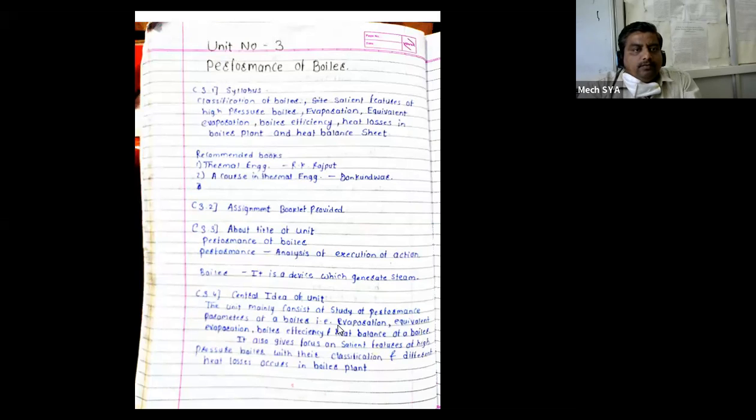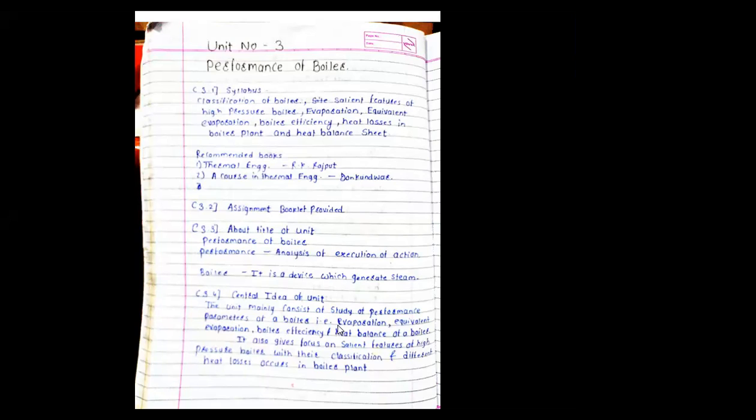Today we are going to see the performance details of a boiler. Up till now, we have learned the classification of boiler, what is meant by boiler, and salient features of high pressure boilers. As representatives of boilers, we have learned the Babcock and Wilcox boiler, and another, the Cochran boiler.